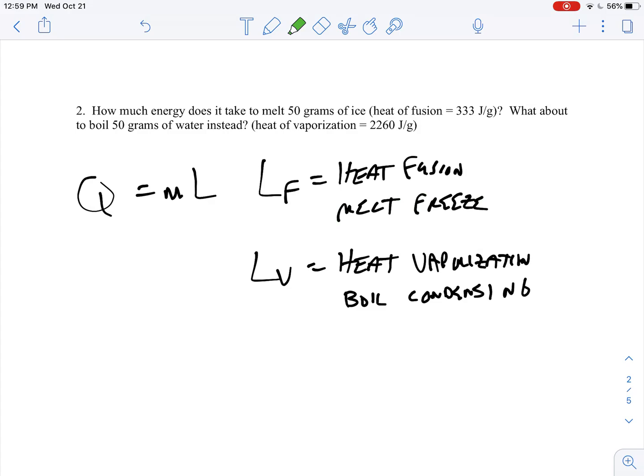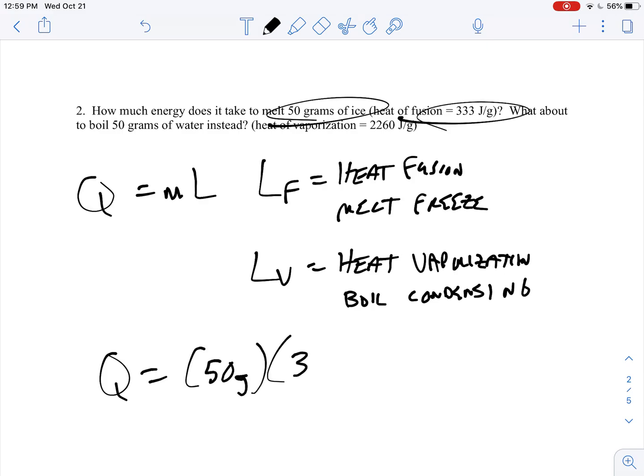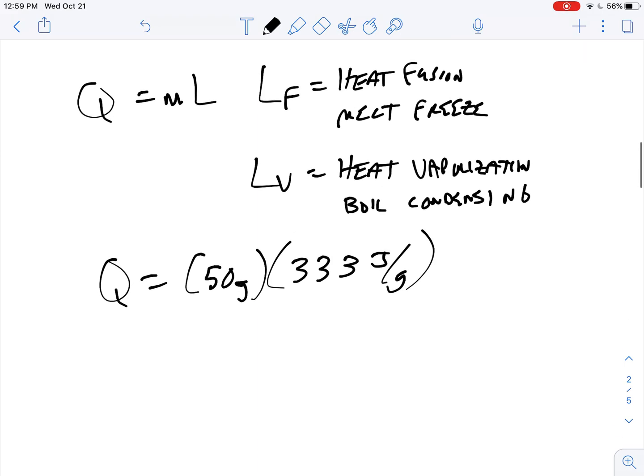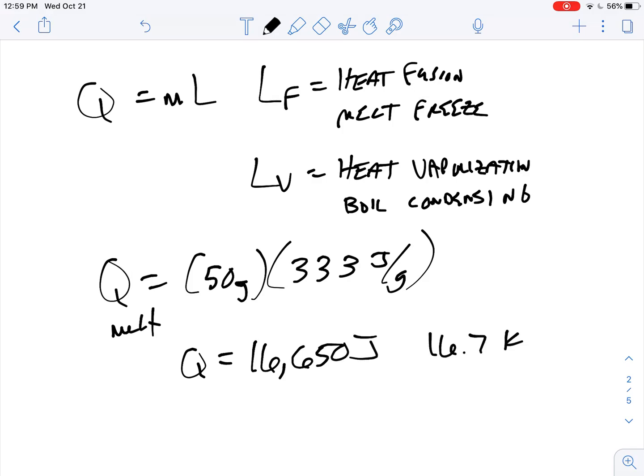So all we want to do in this problem is find the energy to melt 50 grams of ice. So that's just going to be 50 grams times 333 joules per gram. So the Q for the melting process is going to end up being 16,650 joules, or about 16.7 kilojoules.